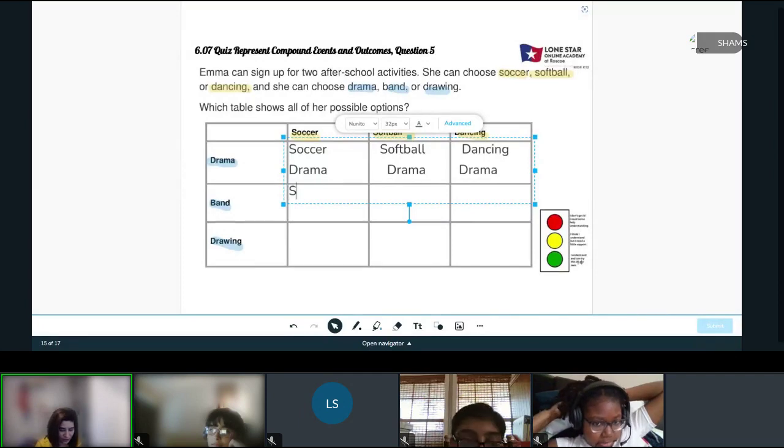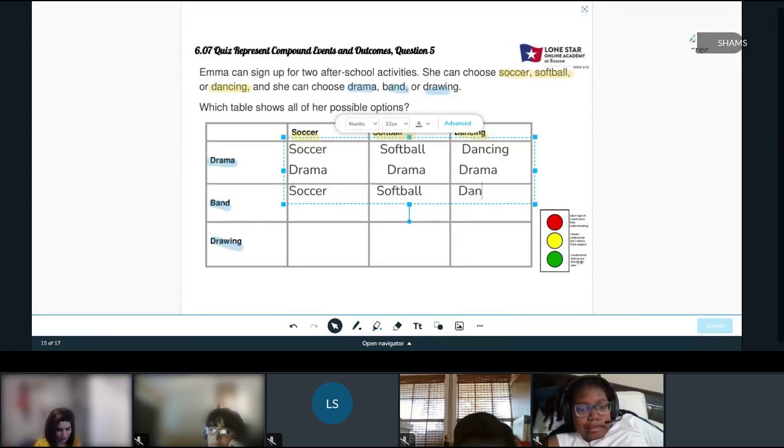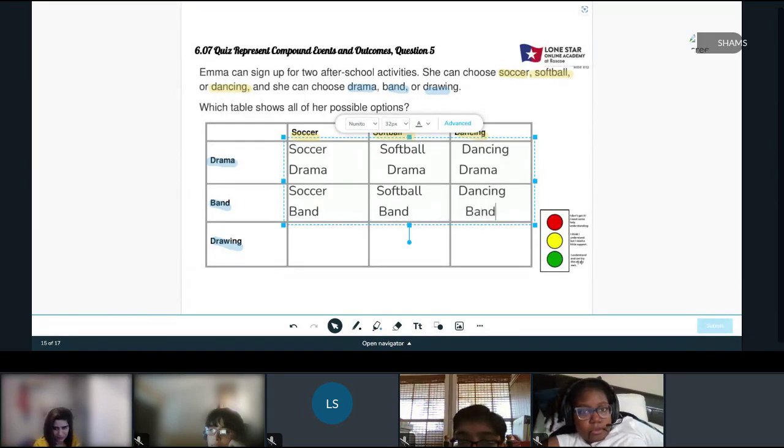First one we can do is soccer and band, but I haven't done band yet. I'm going to do, in this box, we definitely can do again softball and dancing. With all these, the second combination will be band, because on the left side we have band. Second combination for all these is going to be band.